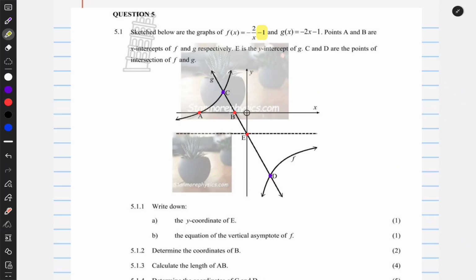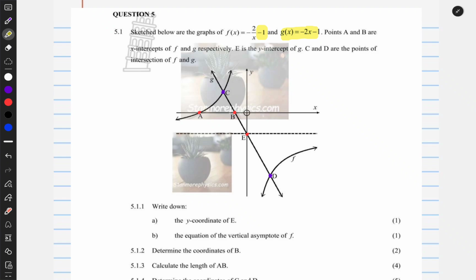Let's say for any reason you forget that dotted line is an asymptote, or you forget how to read the asymptotes from the equation. You can also use the straight line equation, which is g(x) = -2x - 1, and we can see that the straight line intersects the y-axis at E, so x is equal to 0 at the point of intersection. So if we substitute x = 0, we will be left with -1.